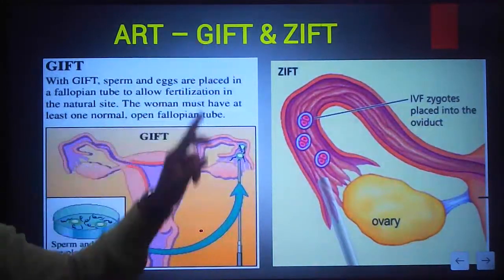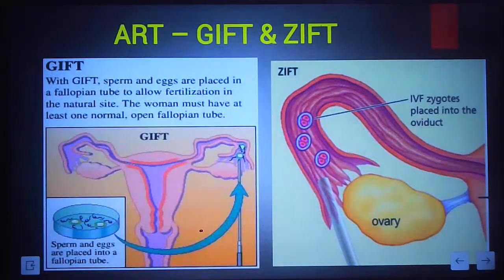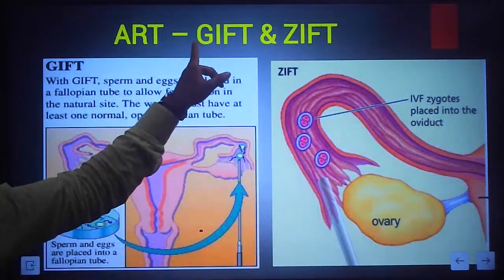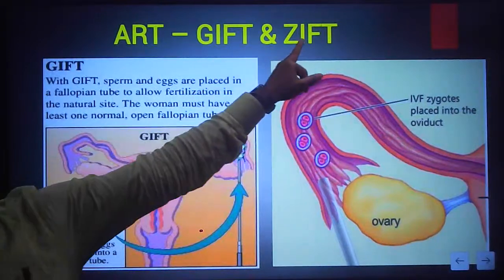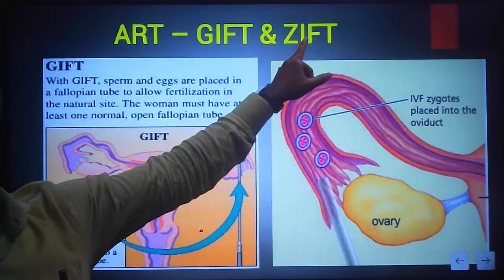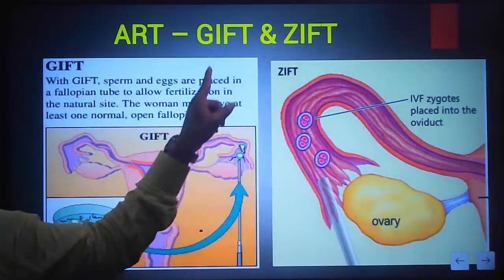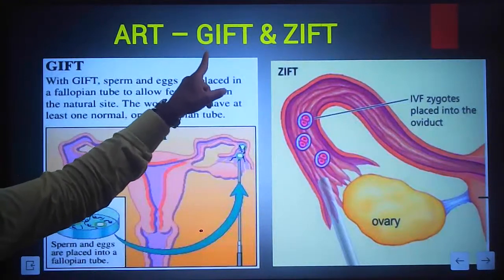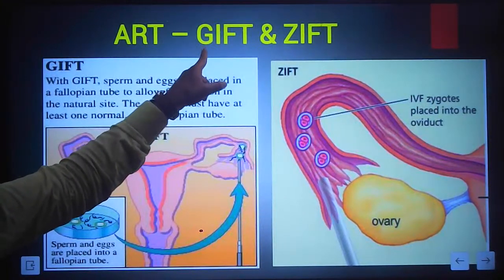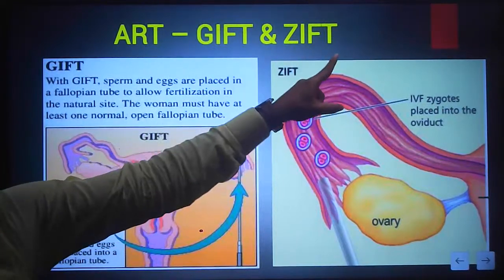Next we move on to GIFT and ZIFT. What is the expansion for GIFT? GIFT is gamete intra-fallopian transfer. ZIFT is zygote intra-fallopian transfer. These are two techniques, but you need to be cautious, as we can get confused. In one you're going to transfer the gamete; here you're going to transfer the zygote. That makes the difference.